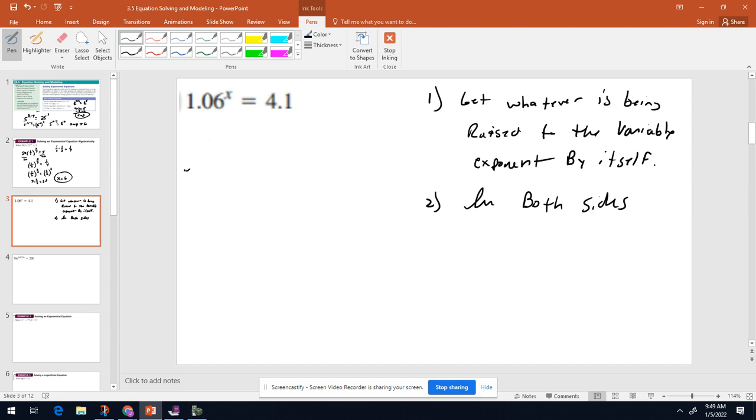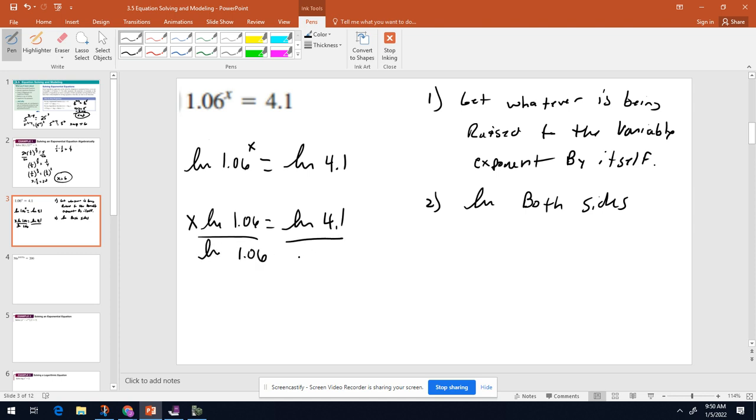Okay, it's a mathematical operation. So I'm going to say ln of 1.06 to the x is equal to ln of 4.1. Now, why did I do that? Because we went over properties of logarithms yesterday, and I can move this x out in front now. It gives me x ln of 1.06 is equal to the natural log of 4.1. And now to get this x by itself, I can simply divide by the natural log of 1.06. So I've got x is equal to natural log of 4.1 over the natural log of 1.06.